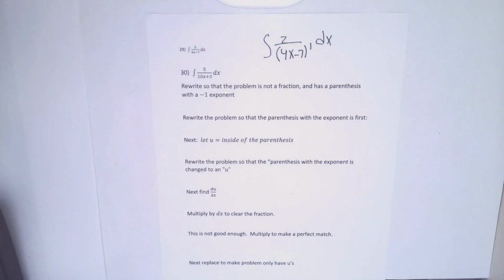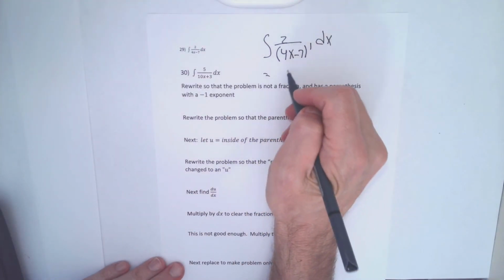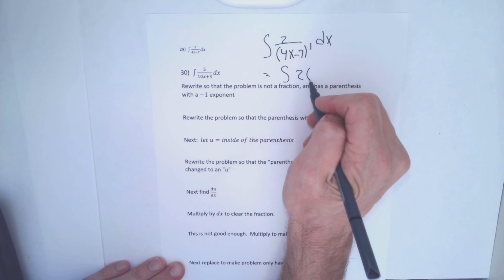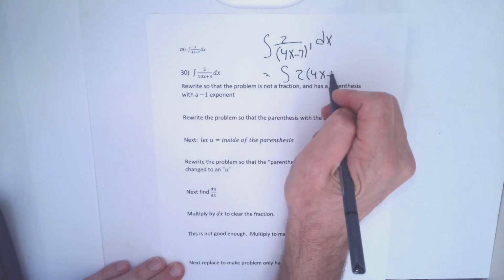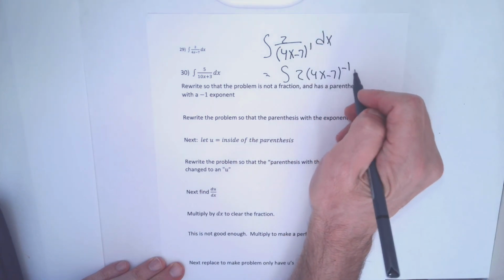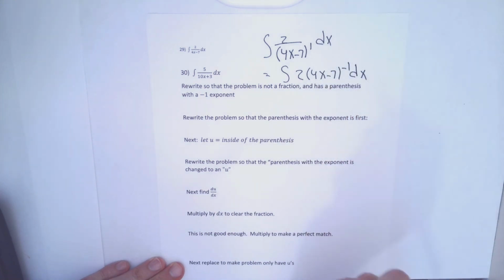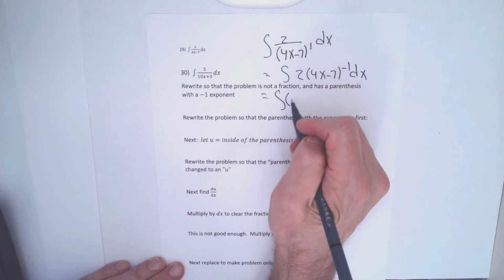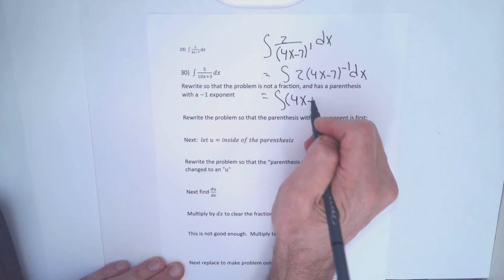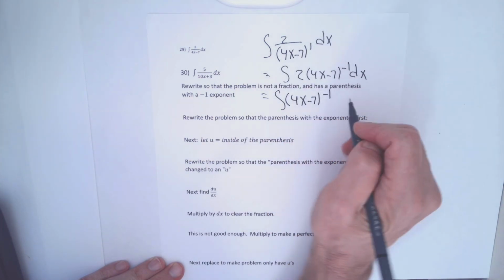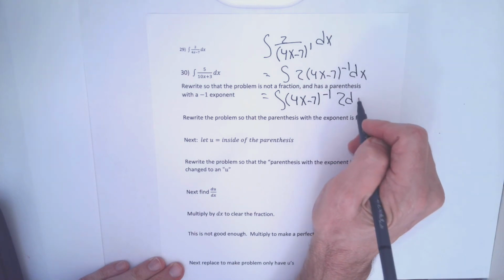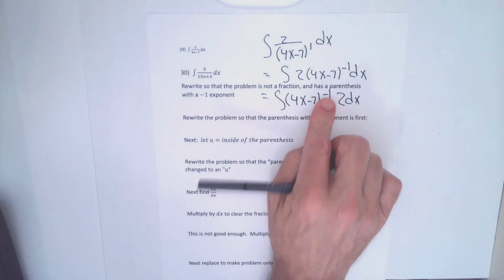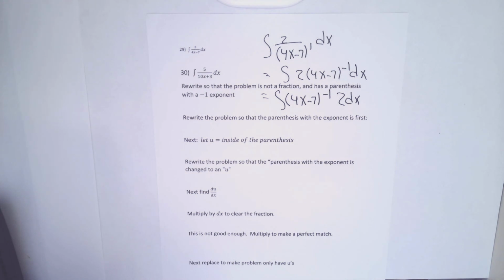This is going to be an ln problem. I made the denominator have an exponent of 1, and I'm going to create the negative exponent by moving the 4x minus 7 up to the numerator, making the negative exponent positive. I have a parentheses with an exponent. Anytime I have a parentheses with an exponent, I like to write the parentheses with the exponent first. Makes my life easier. With a -1 exponent, I know my answer is going to have an ln in it.